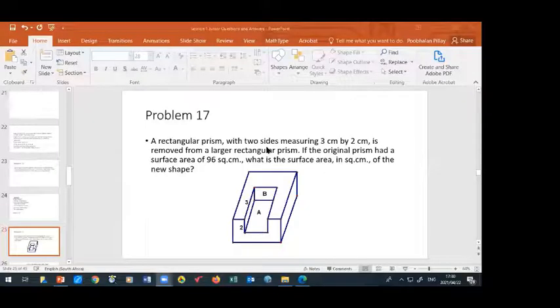Our question said a rectangular prism, and there's a rectangular prism. This little piece here is cut out, with two sides measuring 3 centimeters by 2 centimeters. So you have 2 centimeters here, 3 centimeters, and this is removed. You can see this picture here is quite nice. It's telling you this whole prism was originally like this.